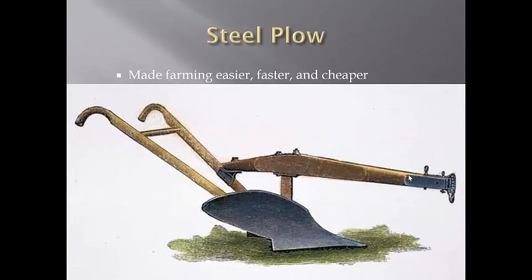Another major invention, the steel plow. This is going to make it easier for farmers, right? Like, you can dig up the ground a lot quicker, throw in those seeds, right? It makes farming easier, faster, and cheaper. And if you think about it, that's what all these inventions are doing, right? Like, they're making life potentially more efficient. You can do more quicker.